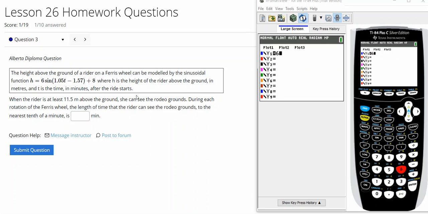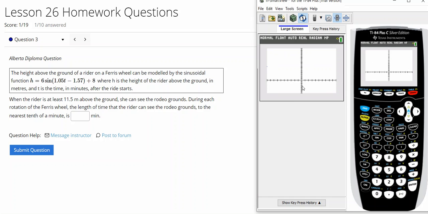So let's graph this and see if we can get our bearings here. I'm just going to pause it and then throw that into my calculator. Okay, so make sure that you've typed yours in the same way that I've typed mine in to make sure that you're doing this right. And again, make sure it's in radians. Okay, so then we'll graph this. I've still got the same window setting as last time, which actually looks pretty good. Okay, so now it says that she can only see the rodeo grounds when she's at a certain height.